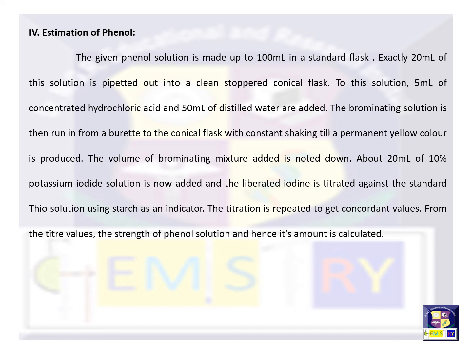So first, what we are going to do is calculate the amount of sodium thiosulfate solution used for 20 ml of the brominating mixture. Then the sodium thiosulfate solution consumed for the excess of bromate mixture after the consumption by phenol will be calculated, and by this we can find out the amount of phenol present in the given solution.